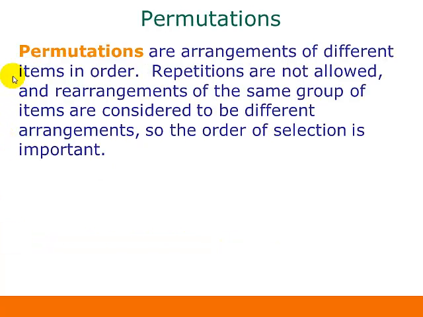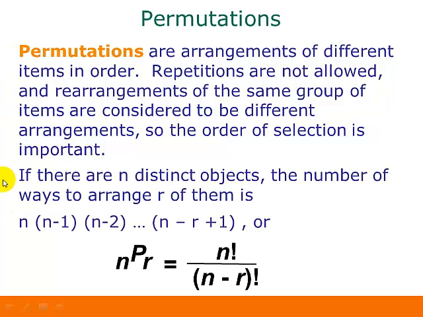Now permutations are arrangements of different items in order. Repetitions are not allowed, and rearrangements of the same group of items are considered to be different arrangements. So the order of selection is important. If we have n distinct objects, the number of ways to arrange r of them is n times n minus 1 times n minus 2 and so on until you get down to n minus r plus 1.